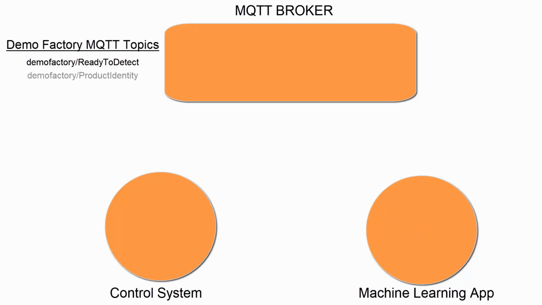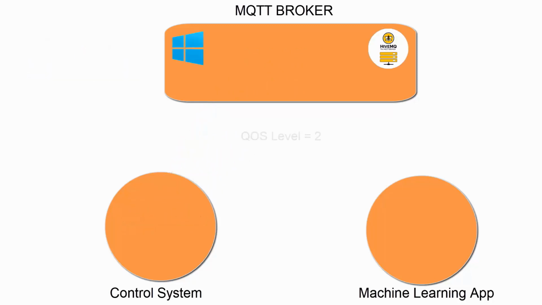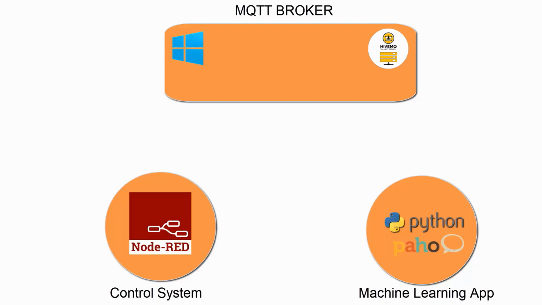The second topic is the demo factory/product identity. This is the topic to which the image classifier publishes a message after completing product identification in order to let the control system know the identity of the product and proceed with production. The quality of service for both topics will be set to 2 so that the Raspberry Pi and the Opto22 device all get the messages exactly once. The Opto22 device MQTT client capabilities will be implemented using Node-RED, and the image classifier MQTT client capabilities will be implemented using Python.